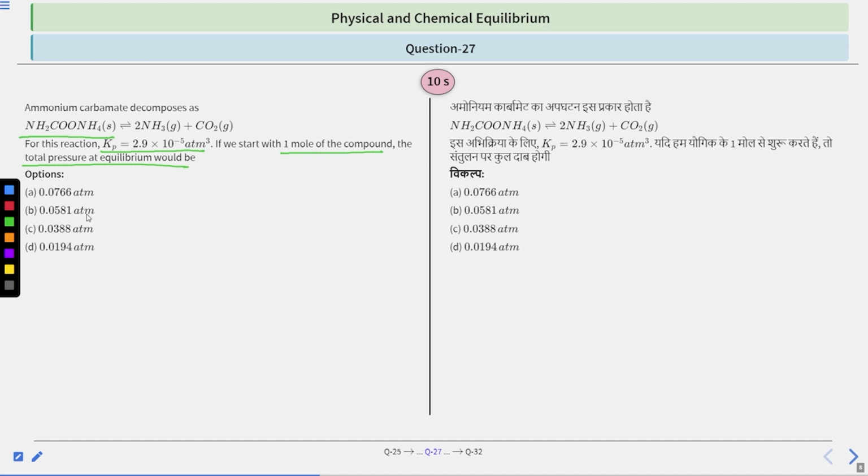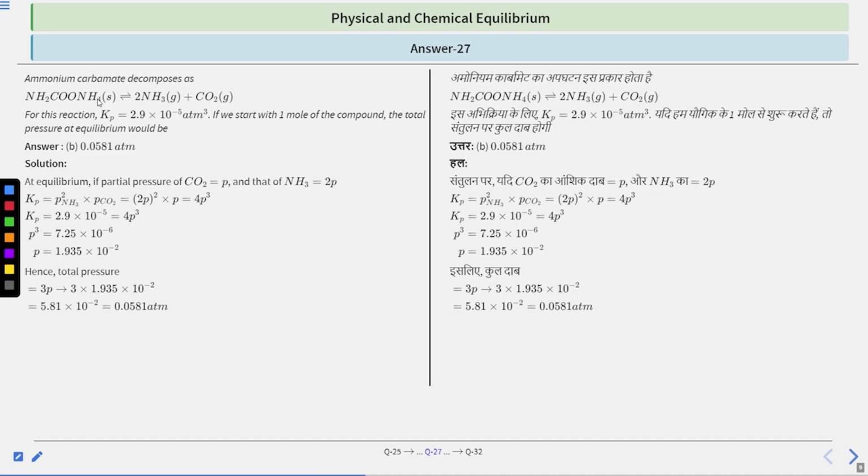Options are 0.0766 atmosphere, 0.0581 atmosphere, 0.0388 atmosphere, or 0.0194 atmosphere. You have 10 seconds to solve this question. After that, we will see the answer. Okay, so the correct answer is option B, 0.0581.